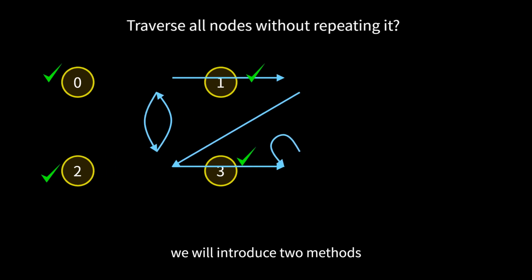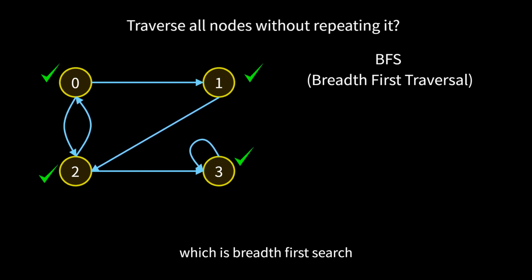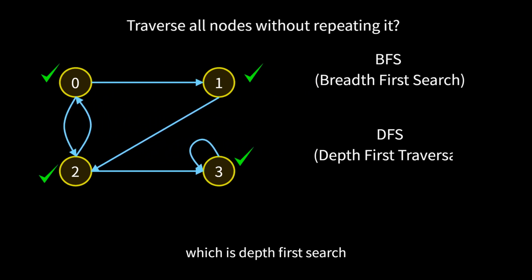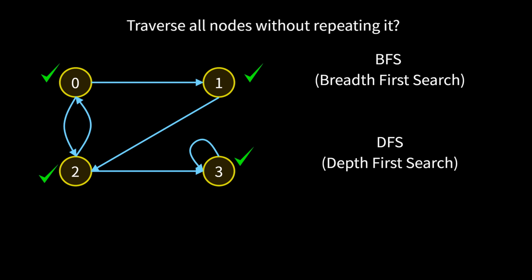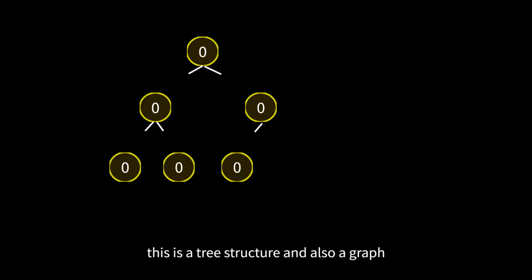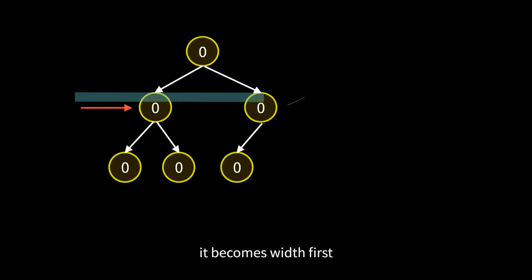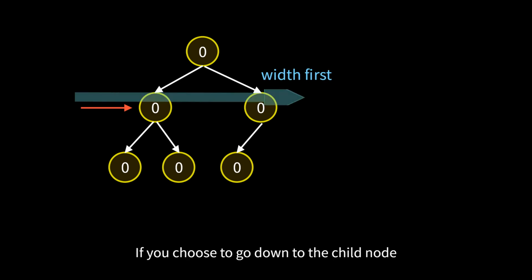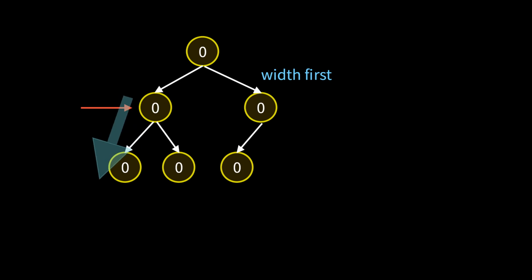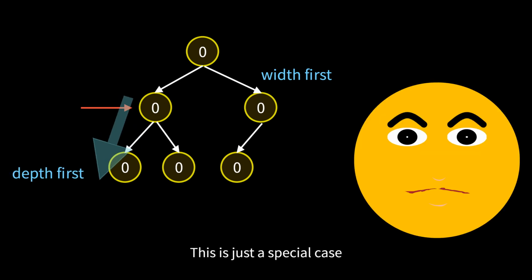Today we will introduce two methods, namely BFS, which is breadth first search, and DFS, which is depth first search. For example, this is a tree structure and also a graph. We start from the root node. If we choose to go to the right first, it becomes breadth first. If you choose to go down to the child node, it is depth first. This is also just a special case.